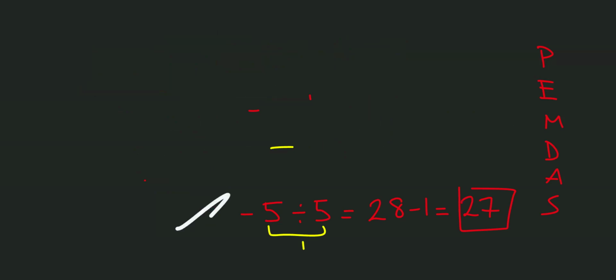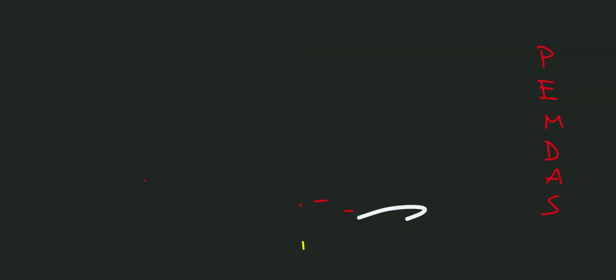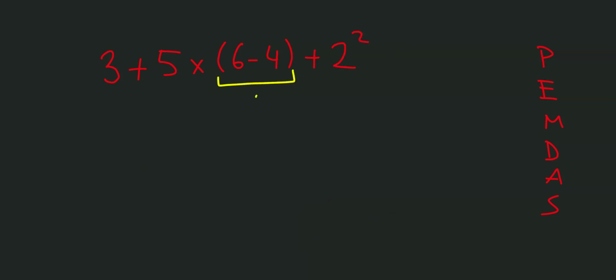Another example, is 3 plus 5 times, in parentheses, 6 minus 4 plus 2 squared. So let's start with the parentheses. 6 minus 4 is 2. Then after the parentheses, we can take care of the exponent also. 2 squared is 4. Then the expression becomes 3 plus 5 times 2 plus 4.